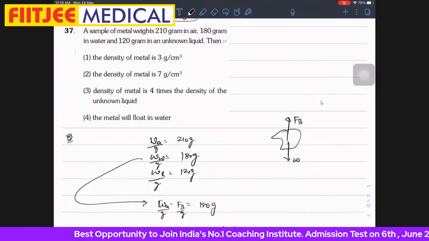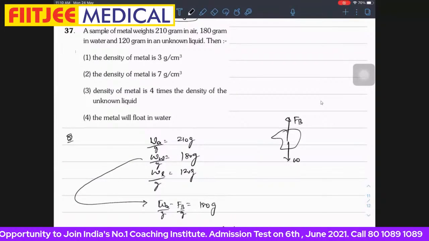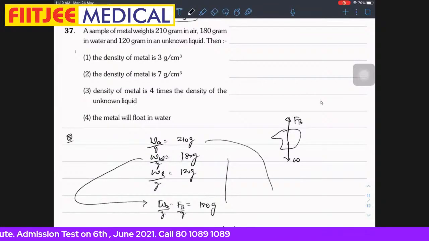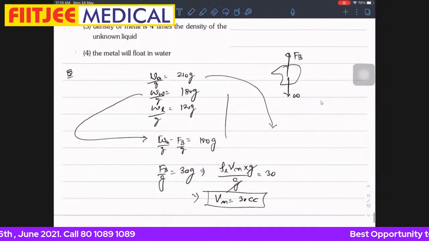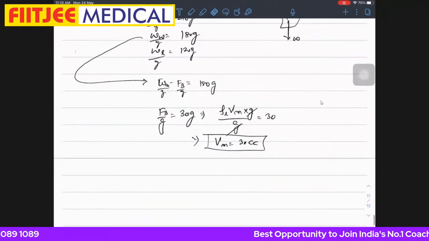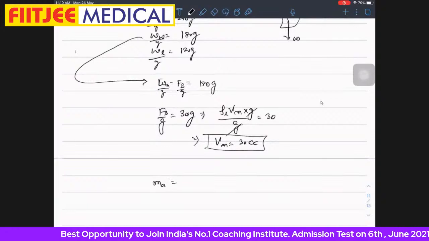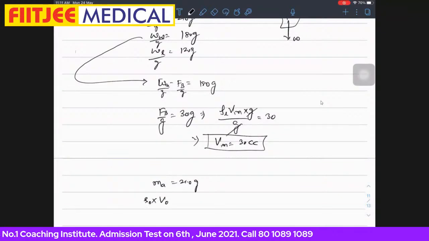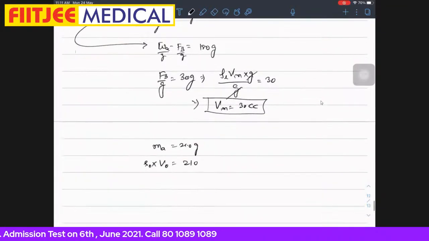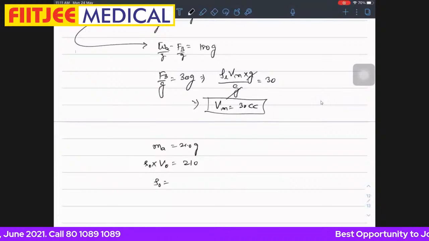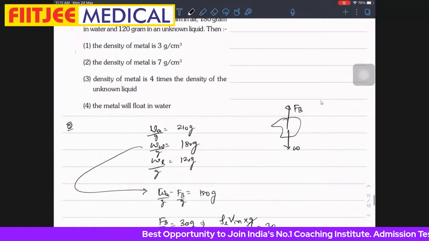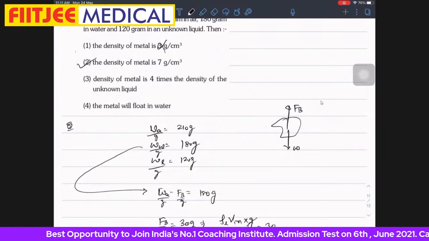Now they're asking which of these statements are correct. First they're asking the density of the metal. Let's write it separately. We have been given MA equals 210 gram. So density of object into volume of object is 210. Volume of the object we have found. So density of object will come out to how much? 7 gram per cc. So density of metal is 7 gram per cc.